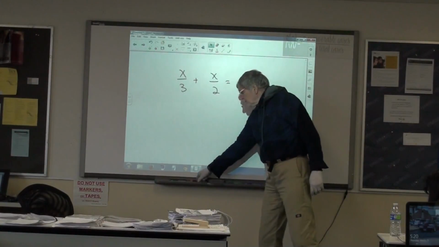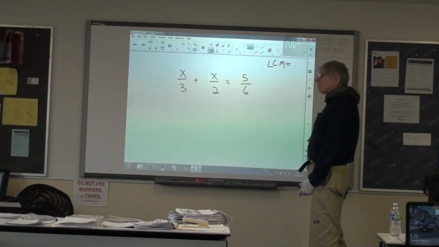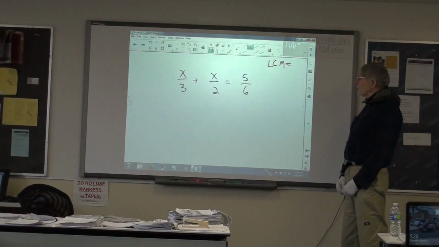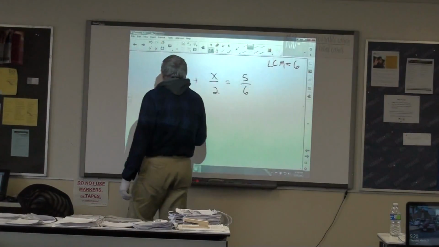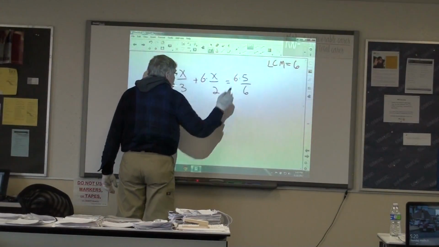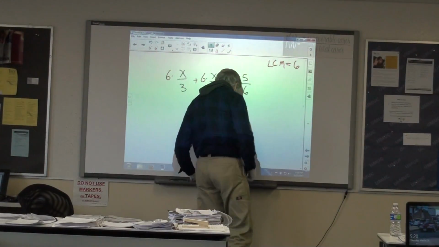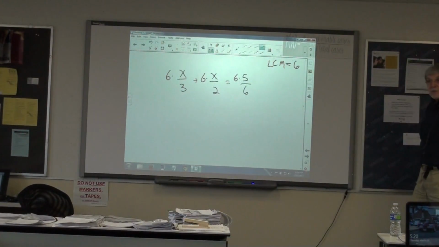The first thing I want to find is the LCM of the three denominators. What is the LCM of 3, 2, and 6? 6 itself. So you take that 6 and you multiply each term by it. 6, 6, and 6. Now it's mathematically valid to do that because I did the same thing to both sides of the equal sign, true? I multiplied the entire left side by 6 and the entire right side by 6. So it's a valid mathematical step.